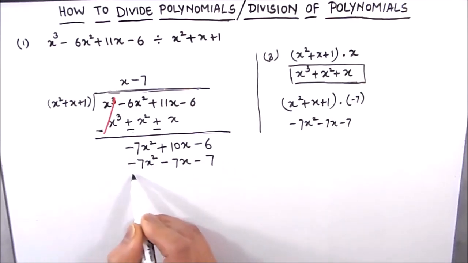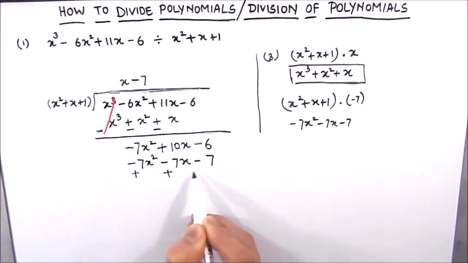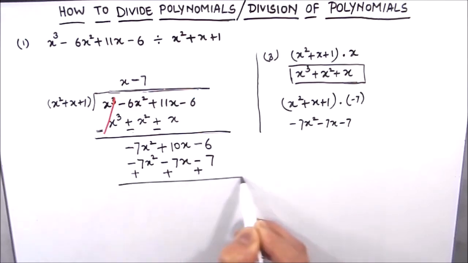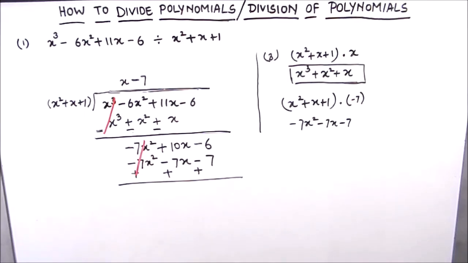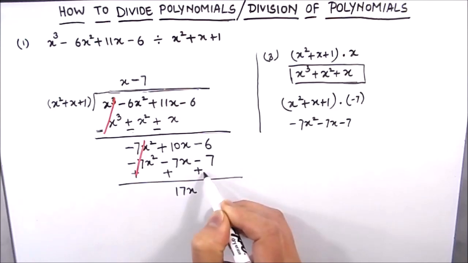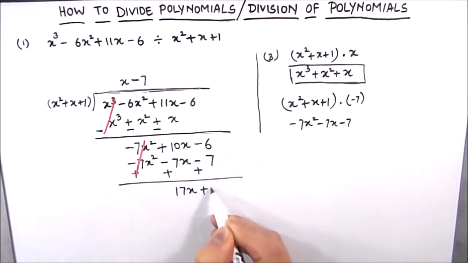As we are subtracting, we are going to change the signs. Minus 7x square and plus 7x square will get cancelled. 10x plus 7x will be 17x. And minus 6 plus 7 will be plus 1.